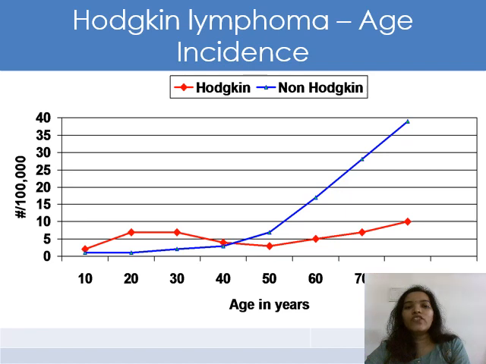So this is the age incidence in Hodgkin's lymphoma and the non-Hodgkin's. You can see the red one where it increases from the age of 10 years and goes till 35 to 40 years and again comes down, and again the peak increases after 50 years. So there is a bimodal age peak. When it comes to non-Hodgkin's lymphoma, again we can see that from after 40 years, that is from 50 years, there is a rise or peak incidence arising for non-Hodgkin's lymphoma.